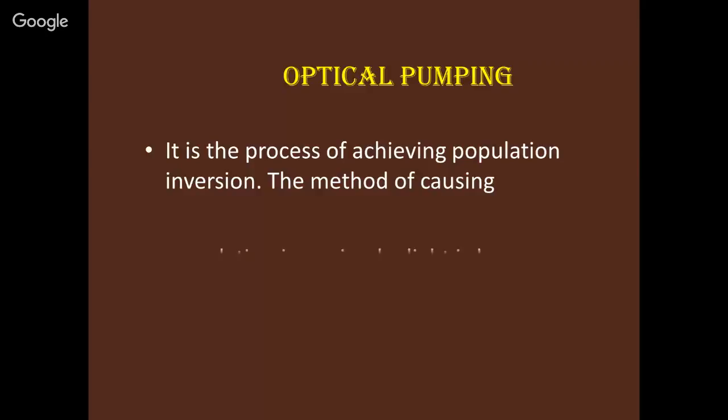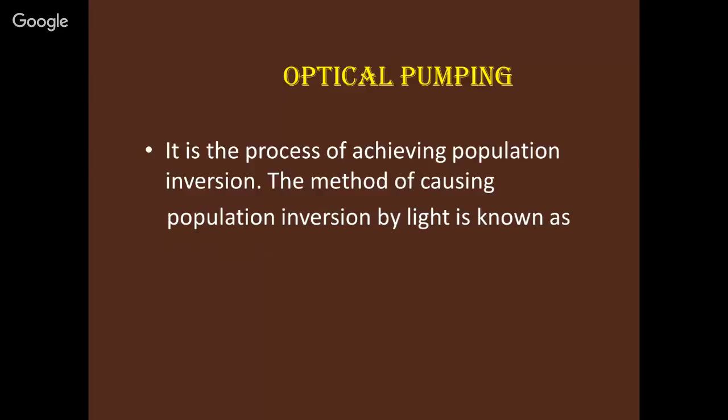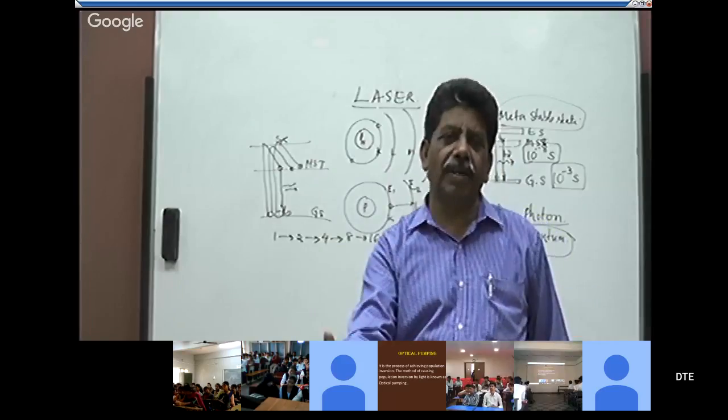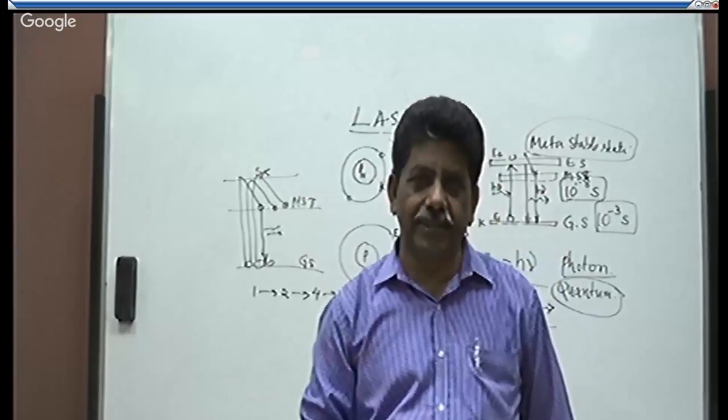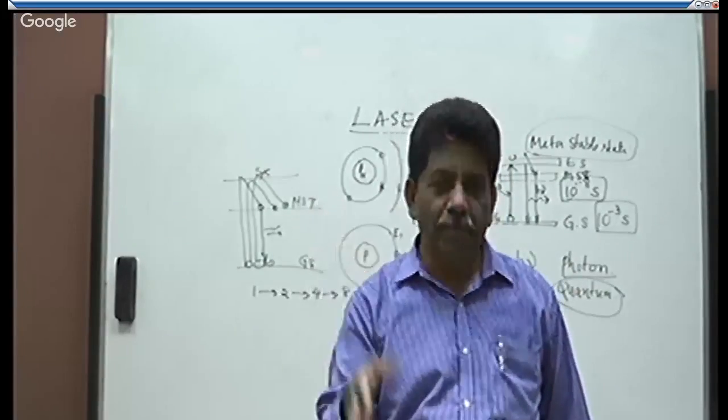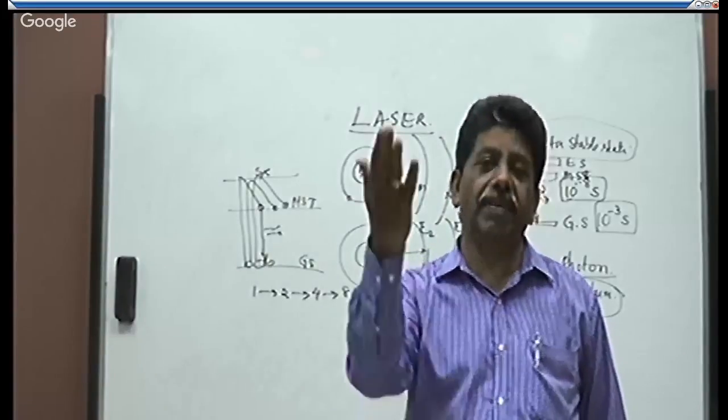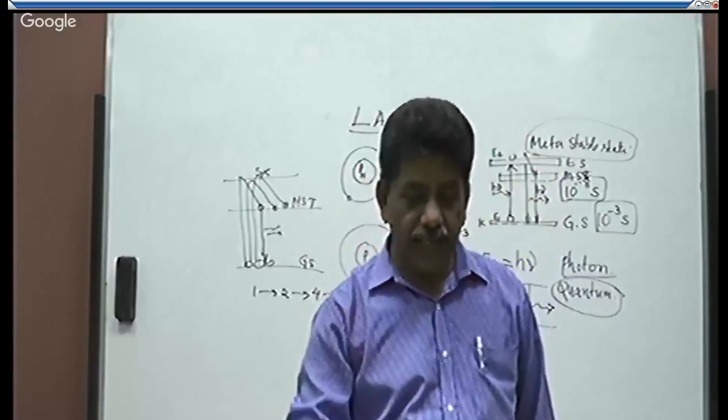The method of causing population inversion by light is known as optical pumping. The main idea of optical pumping is to have population inversion. That means more and more electrons are made available in the metastable state. It is formed by incidenting suitable photons, and such a phenomenon we call optical pumping. Very similar to pumping water from the sump to your overhead tank. It is very simple using a simple mechanical device, whereas here the pump is not there, but the method is there, pumping, lifting from the ground state to the excited state.